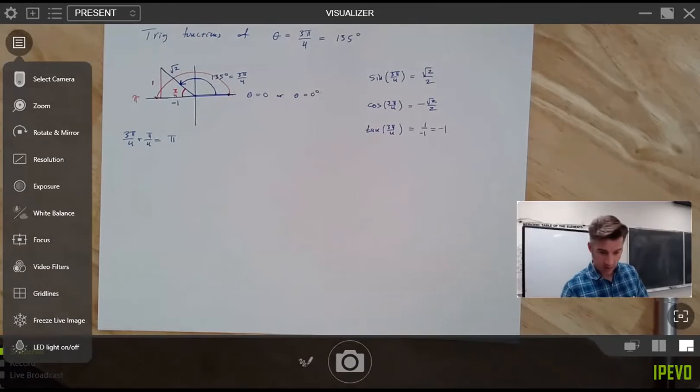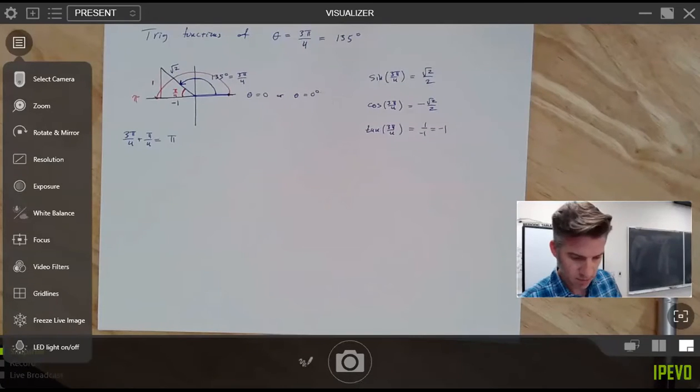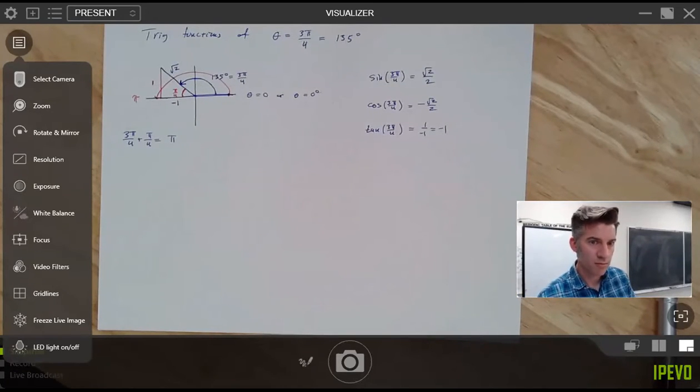Wait, I'm kind of confused. Go ahead. How would that be the numbers for 3 pi over 4 and not pi over 4? So sorry, say that one more time. I didn't quite hear you. I'm confused at why it would be the values for sine 3 pi over 4 and not the values for sine pi over 4.